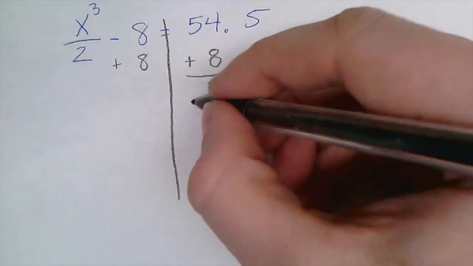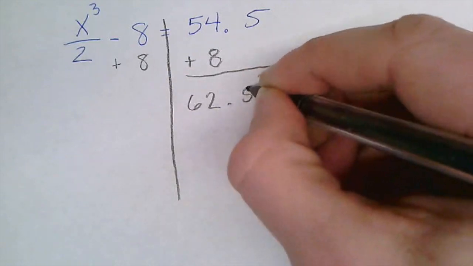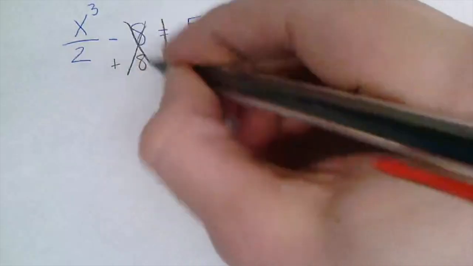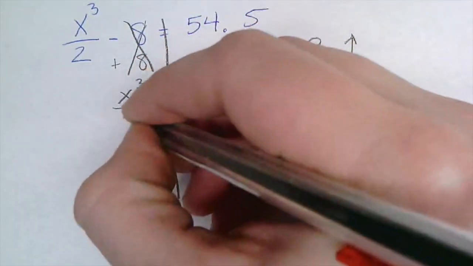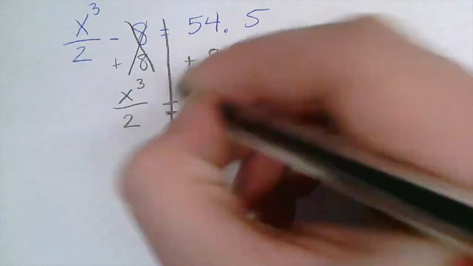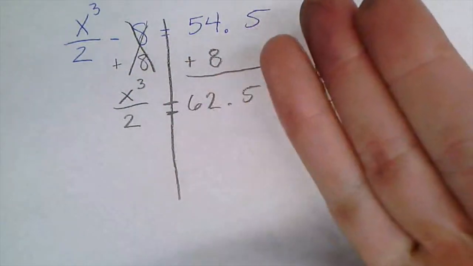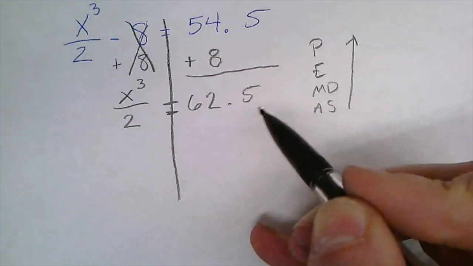And that's going to give me 62.5. After I do that, this cancels out. I would always rewrite your equation out so that you know what you still have left. Right now I have a number cubed, so a number times itself, divided by 2 equals 62.5.